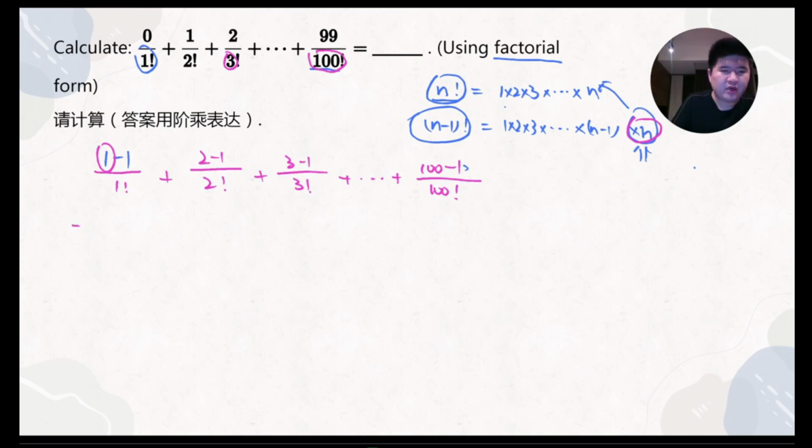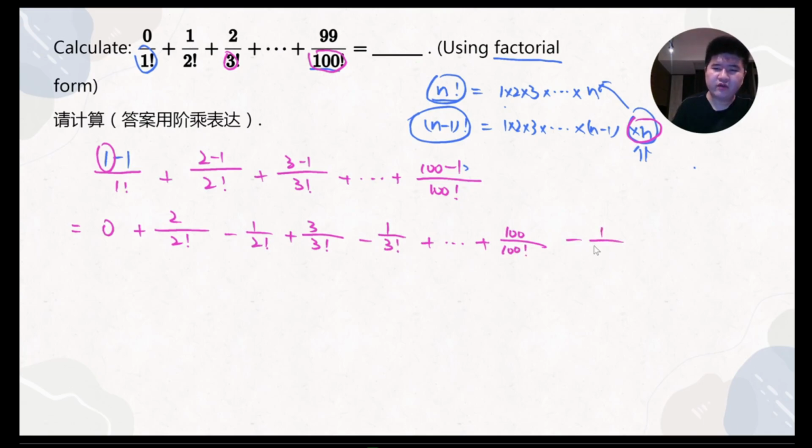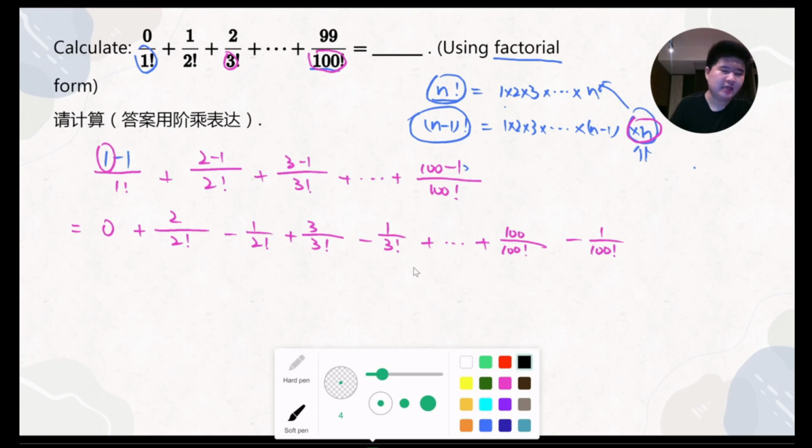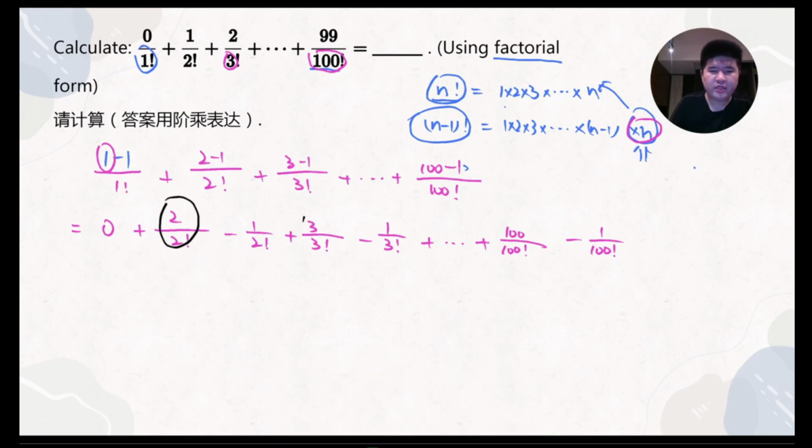The first one we got is 0. We don't need to change it. But the second one becomes 2 over factorial of 2 minus 1 over factorial of 2, plus 3 over factorial of 3 minus 1 over factorial of 3, plus 100 over factorial of 100 minus 1 over factorial of 100. 我们可以把它拆成这样，2的阶乘分之2减2的阶乘分之1，加上3的阶乘分之3减3阶乘分之1，加上一直加到100的阶乘分之100减去100的阶乘分之1。那我们关键就是要再看一下，what will be these special terms?